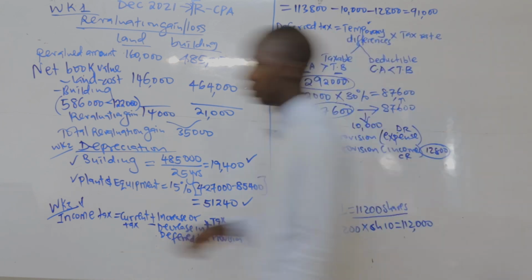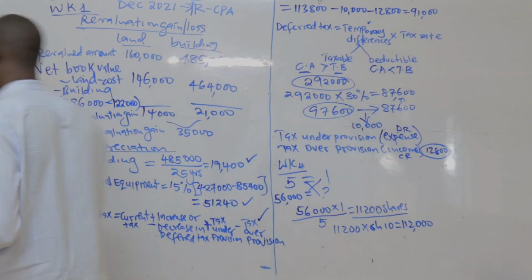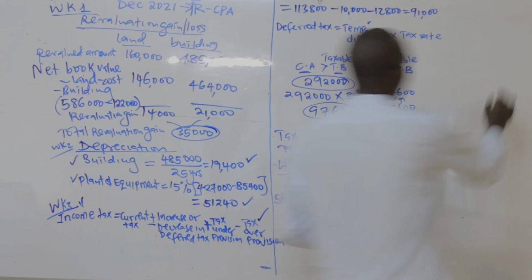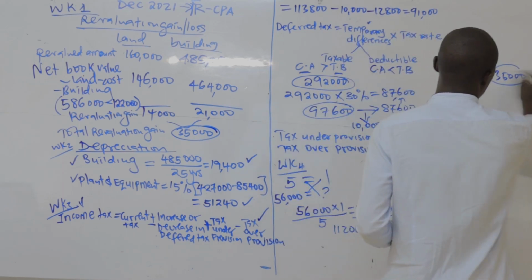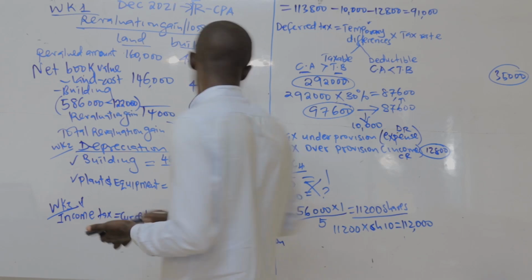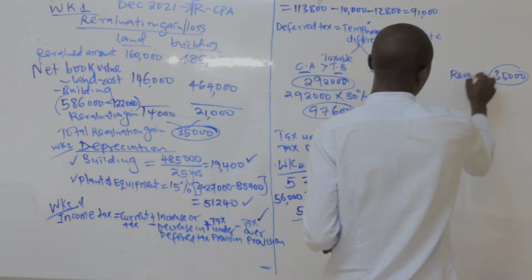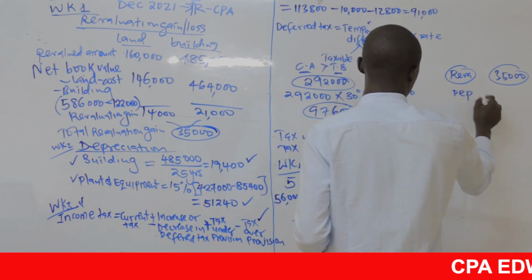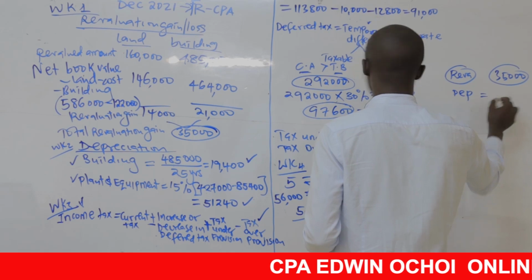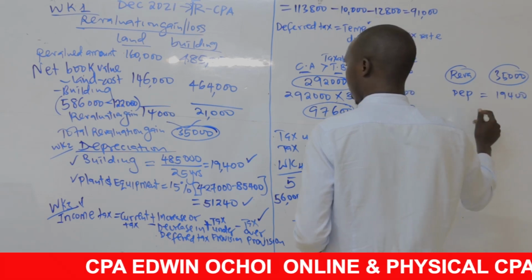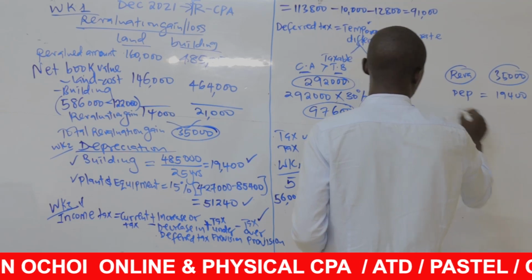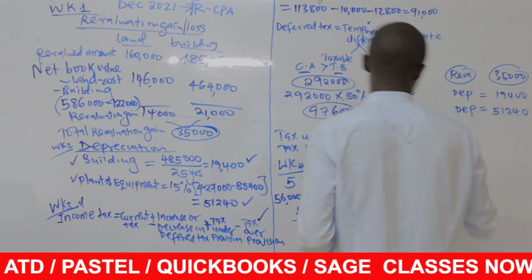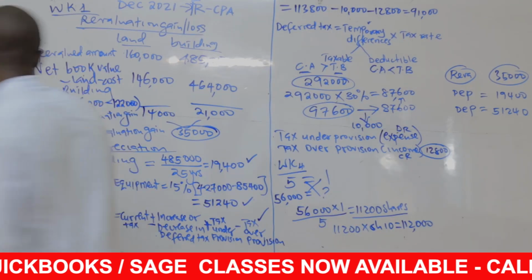So we can continue. Let me clear this side. But remember that I will be using this 35, so I will record 35 somewhere here. That is the revaluation, the one I will be considering. Then we have depreciation of building of 19,400, and another depreciation for plant of 51,240. Those are the items of value on this side.